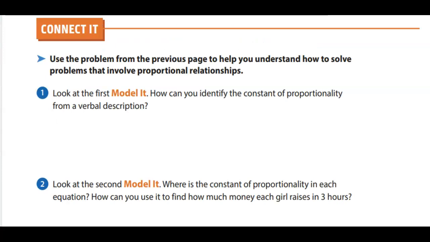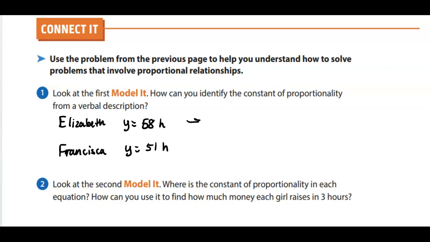Go to page 89. Look at the model. How can you describe the constant of proportionality? If we just take a simple look at Elizabeth and Francesca's equations, Elizabeth raises $58 per hour. That's her constant of proportionality. And Francesca raises $51 per hour. That's her constant of proportionality.